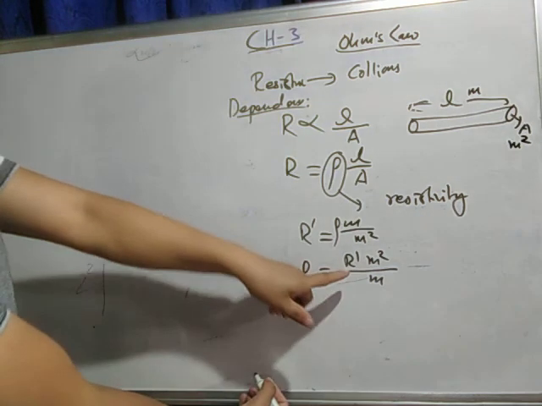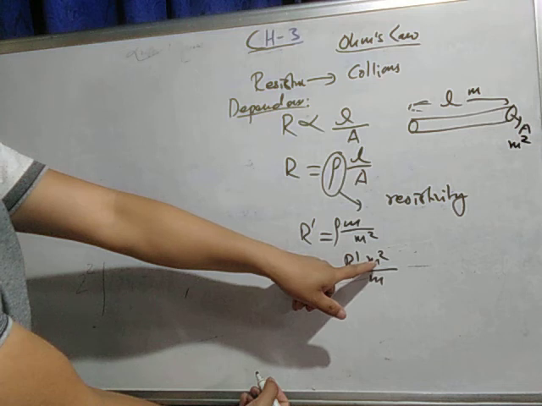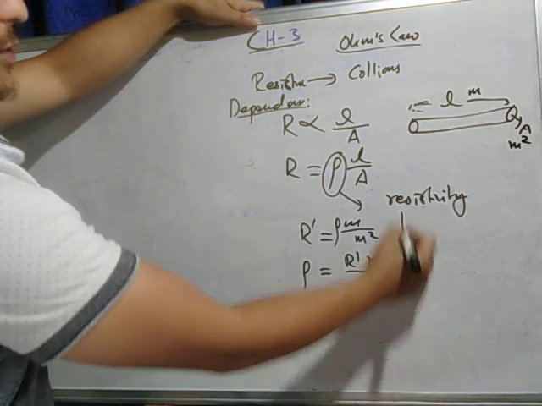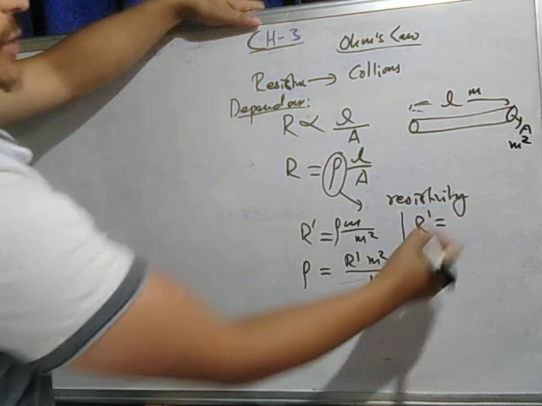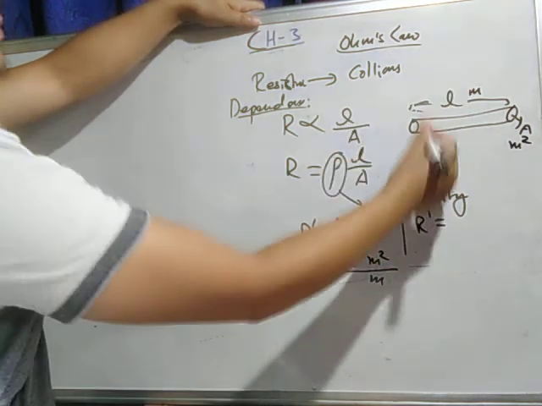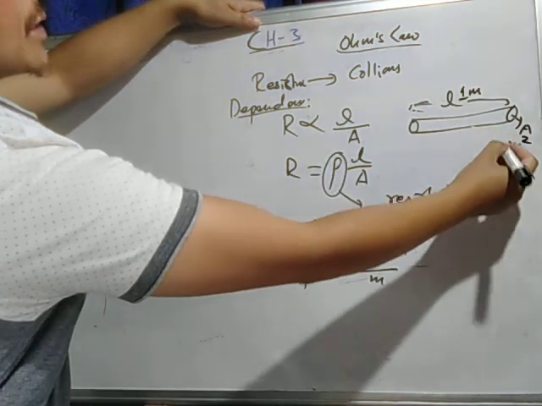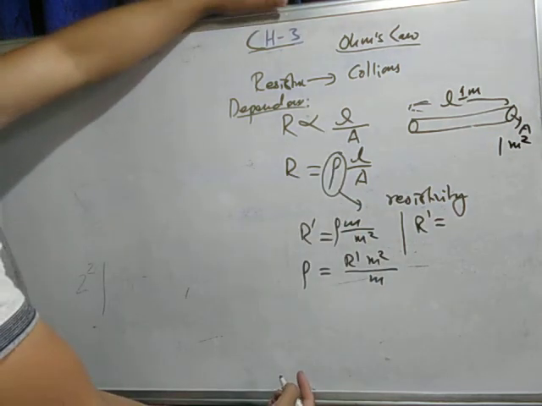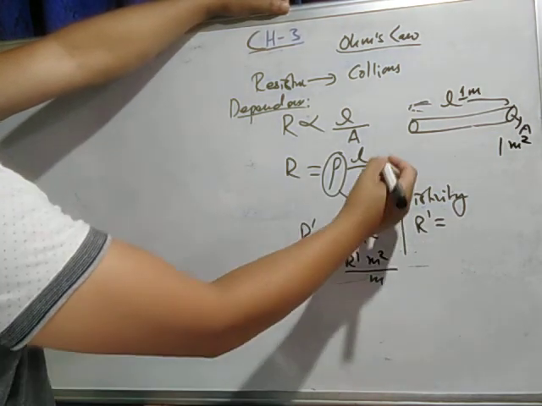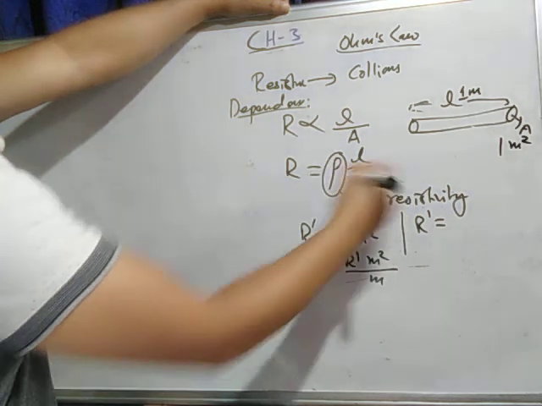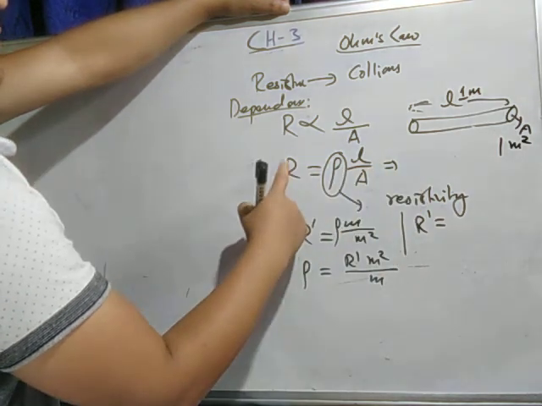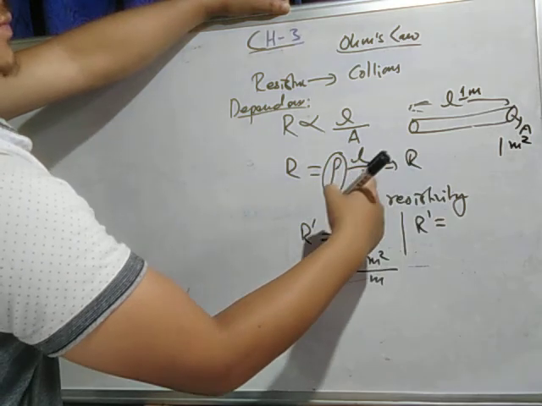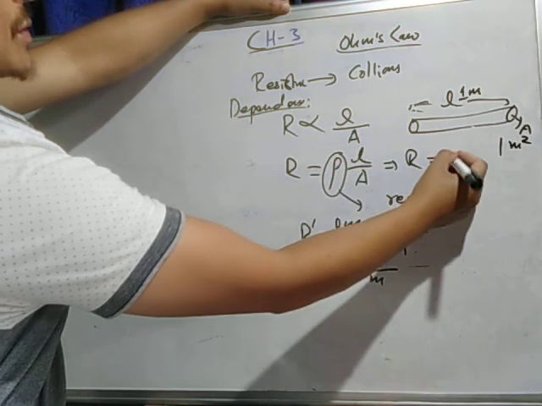Understood this much? See, if I take this as unit, this as unit, then R dash equals to how much? If I take this as 1 meter and this as 1 meter square, so how much will I get? Resistivity equals to how much? See, this is R, and this is 1, this is 1 square, so this equals to rho.